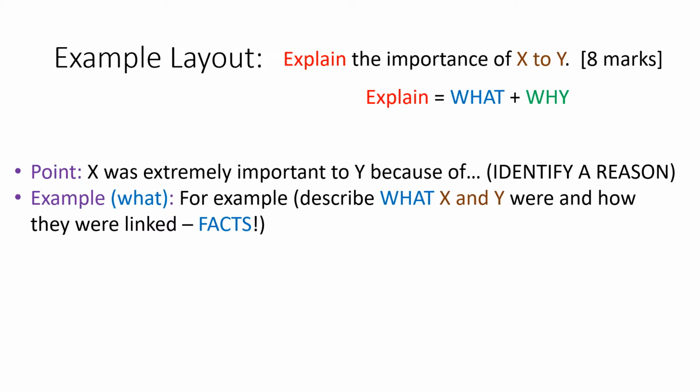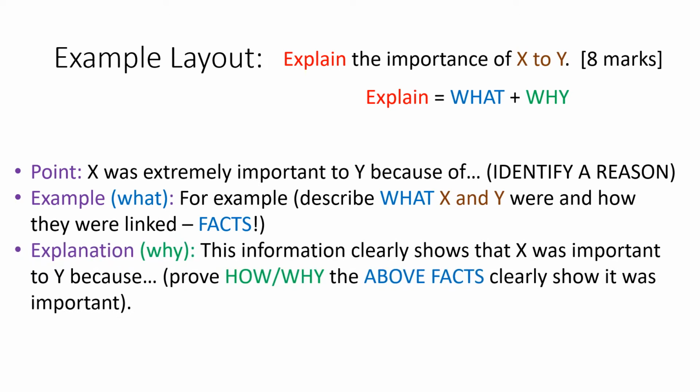Then finally, we need to give our why part, which is the final part of our explain, and is in itself the explanation. This is where we say why the above facts we've shown show that it was important. So you're actually answering the question. This is why it was so important. This is why that is so important to that thing. This is why X is important to Y. However, please be aware you will have to do 2 P paragraphs for each of these questions.